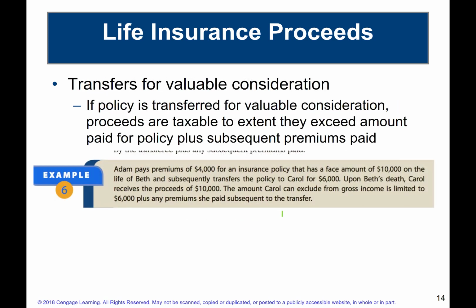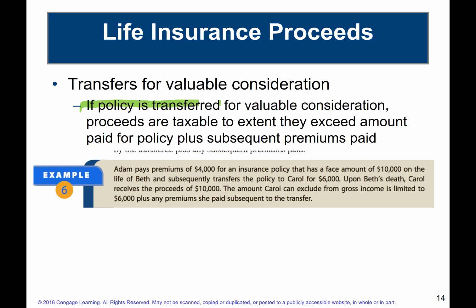Okay. Now you come over, and if there's a transfer for valuable consideration, what happens here? Well, now I transfer the policy to you on the life insurance, and you're going to get the benefit when the person dies, and you give me some money. Okay, well, if that's the case, the person's going to have to pay tax on any amounts they receive on the insurance policy that were more than what they gave to be the one that has the right to receive that in the event of the death of the individual.